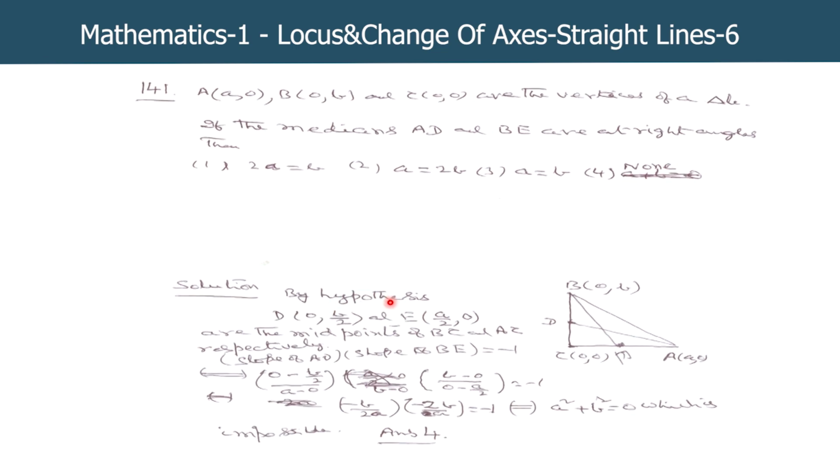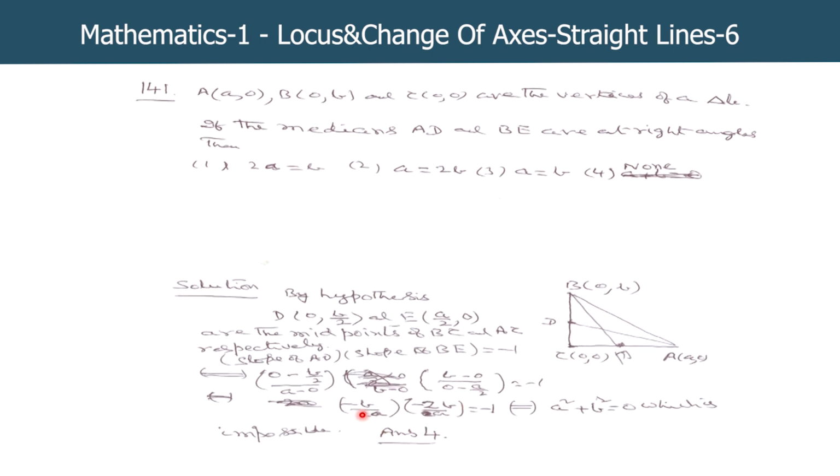Now, by hypothesis, the midpoint D of BC is (0, b/2), and the midpoint E of AC is (a/2, 0). So, slope of AD into slope of BE is equal to minus 1 because they are given to be at right angles. That is, if and only if (0 - b/2)/(a - 0) and (b - 0)/(0 - a/2) is equal to minus 1.